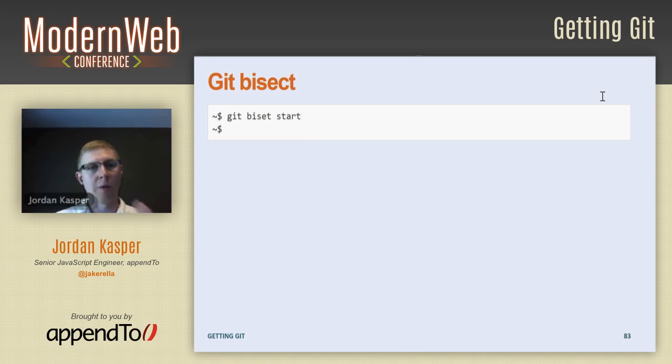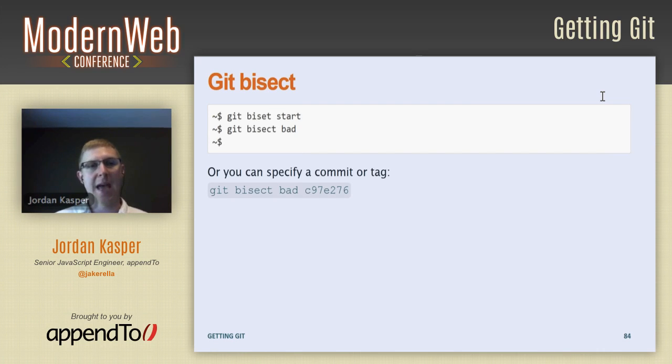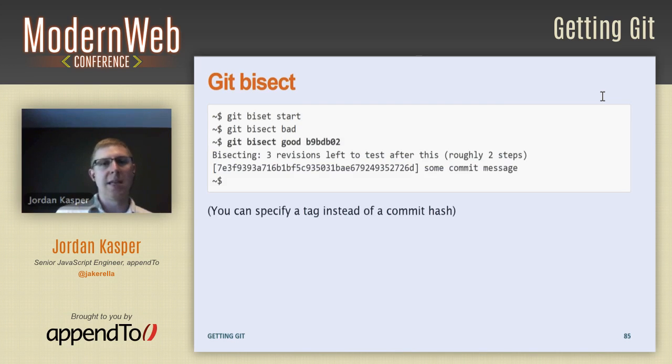And if you know things are wrong right now, you can just say git bisect bad, and it'll take the current head and say, okay, this is the bad one. But you could also specify a particular commit like you've got in that lower portion. Once you do that, you also need to specify a good point in time. So you have to go back and say, this commit is good.